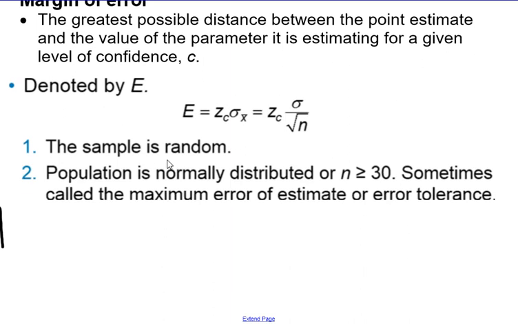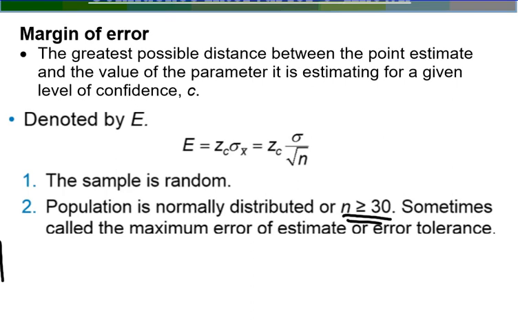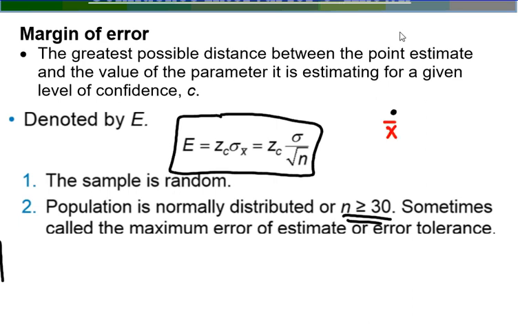A couple of notes: the sample is expected to be random, and our population needs to be normally distributed, or we need to have a large enough sample. We need to have a sample of greater than or equal to 30. That's from our central limit theorem from before. The margin of error is sometimes called the maximum error of estimate or the error of tolerance. So our margin of error is found using the following formula. It's going to be how wide our interval is. So if this is our point estimate, then how far we go out to the right and how far we go out to the left, each of those is called a margin of error.